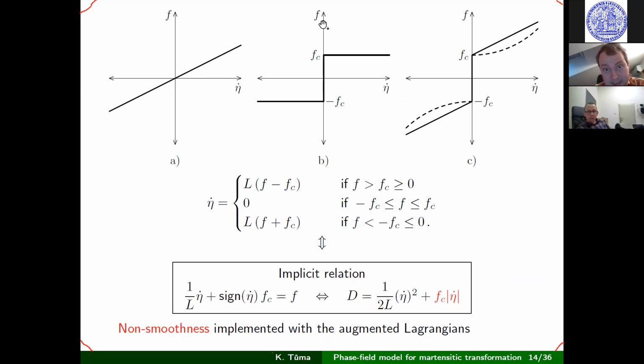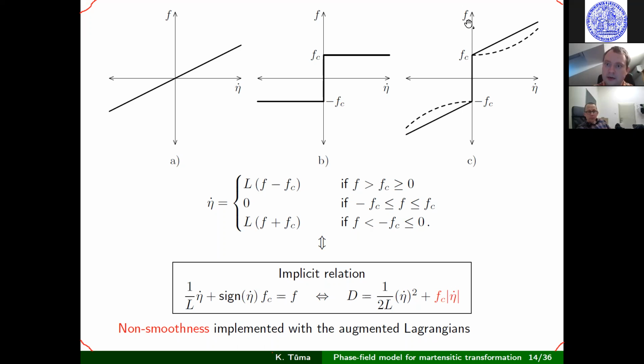Another possibility is that the material does not transform until some critical driving force is reached, and then it can transform with arbitrary speed. So this would correspond to a perfectly plastic material. However, again, this is something which is not observed because usually there is some dependence of the driving force on eta dot. So the last one corresponds mostly to reality.